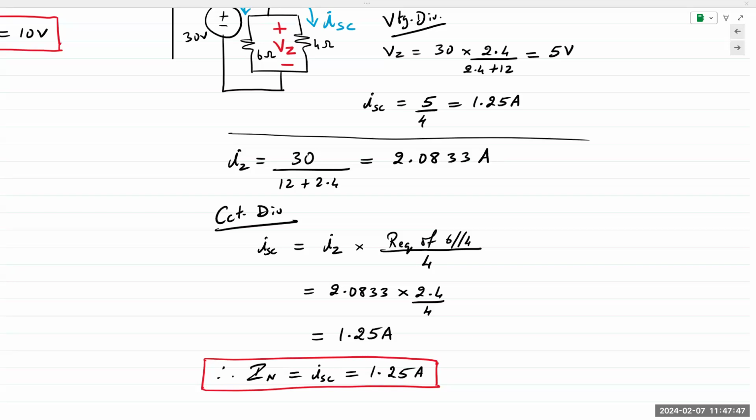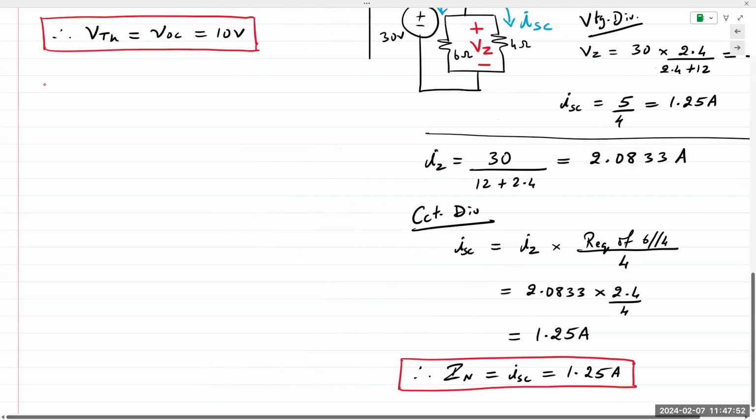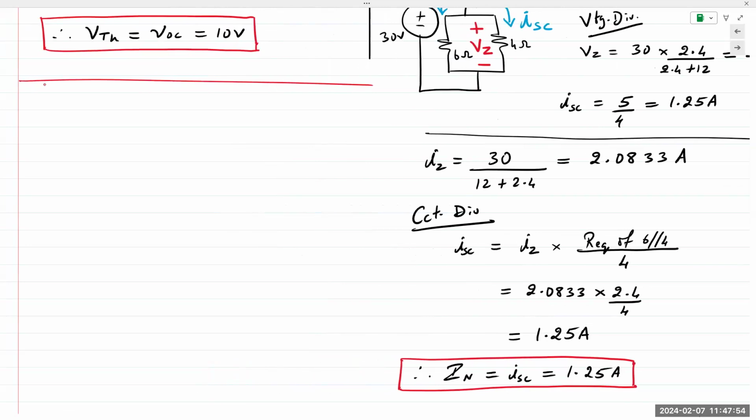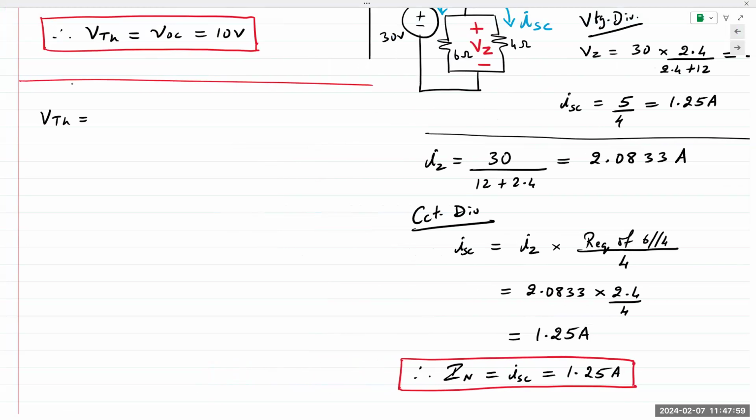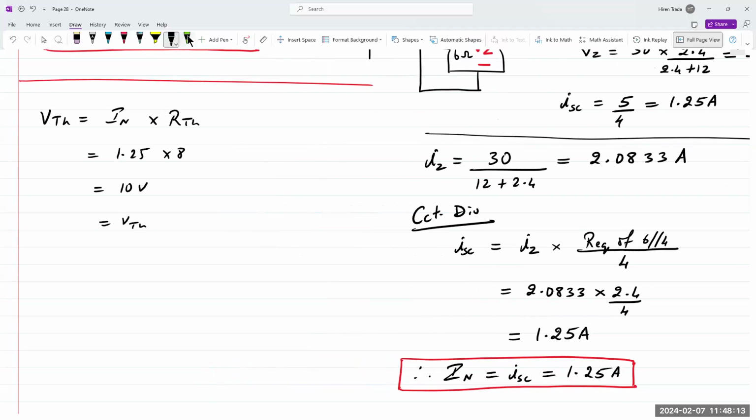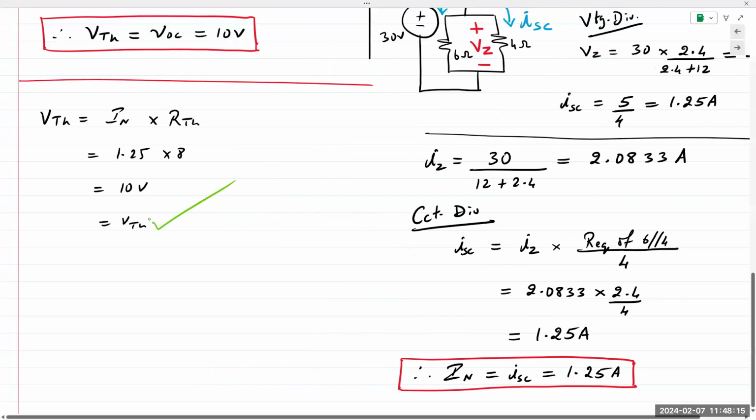Okay, we'll verify our answer. VTH should be equal to IN times RTH, which is 1.25 times 8, gives me 10 volts, which is what I found for my VTH. Answer is verified.